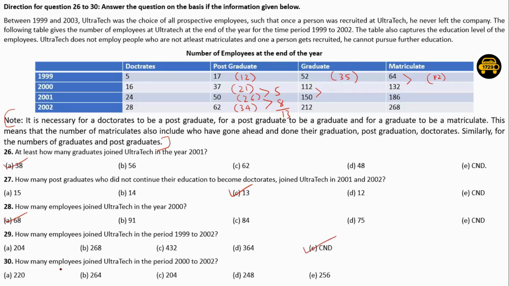Now, if we have to solve it for the number of employees who joined in the period 2000 to 2002, before 2000 the number of employees was 64. And at the end of 2002, they are 268. So the difference coming out here is 204. So these will be the number of people who joined within this period. So this was not a very difficult question, not a very difficult set. I hope it's clear now.